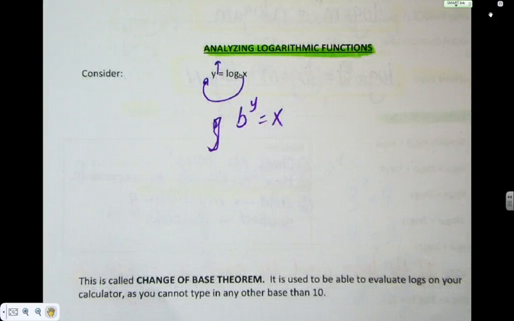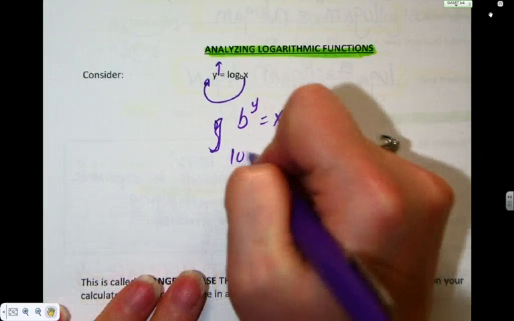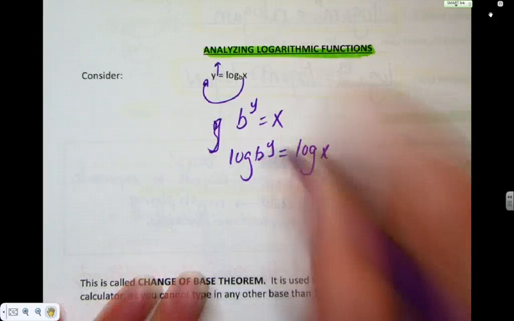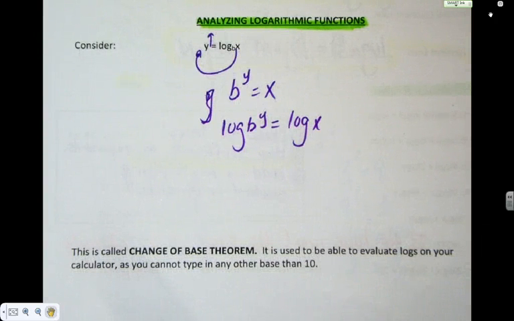Correct? Now what I'm going to do is what we call take log of each side. So I'm just going to physically write a log on each side. Mathematically, can I do that? Yes, because I did it to both sides. It's just like putting a square root on both sides, or squaring both sides. As long as I do it to both, I'm fine.